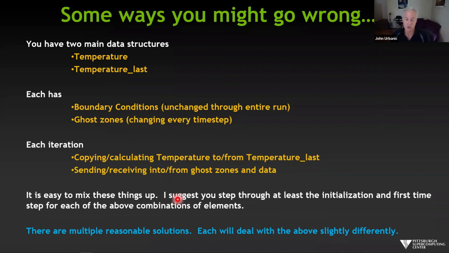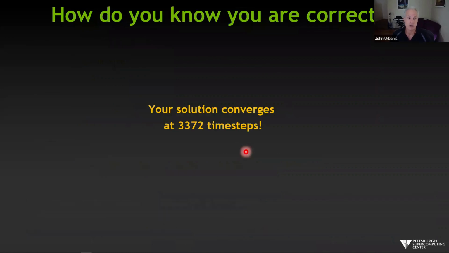You're going to do a lot of this problem basically with a piece of notebook paper, making sure you get your indices right and you send messages and receive them from the right place. There are multiple solutions, different ways to deal with this, and you're going to have your own personal solution. How do you know you're correct?